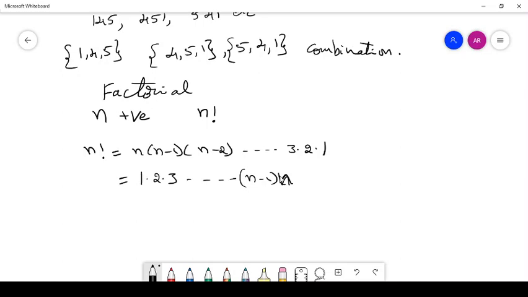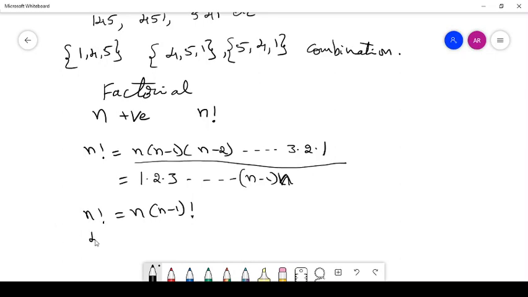n factorial is n into n minus 1 into n minus 2 up to 3 into 2 into 1. So this can be written as n factorial is equal to n into n minus 1 factorial, because n minus 1 factorial is nothing but n minus 1 into n minus 2 up to 3 into 2 into 1.